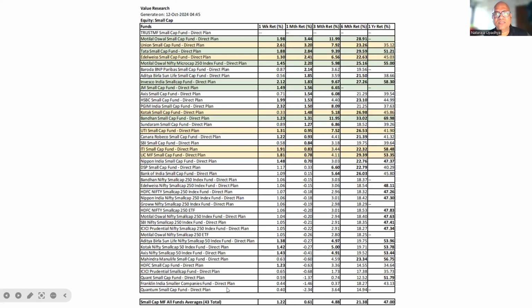Next is small cap funds. There are only total 43 small cap funds. Average is 1.22 for the week, 0.61 for the month, not good. Then 47% for the overall. Again, it's not very impressive.